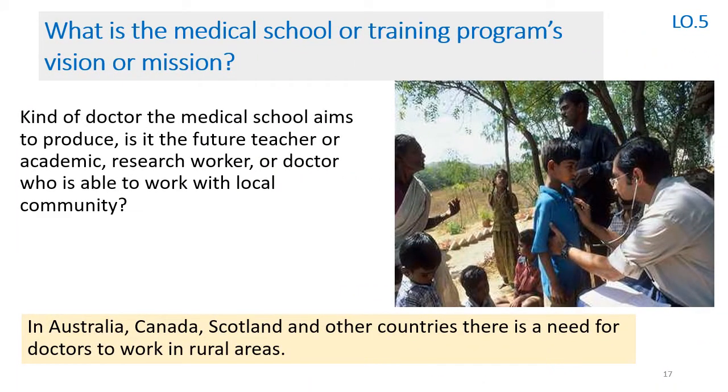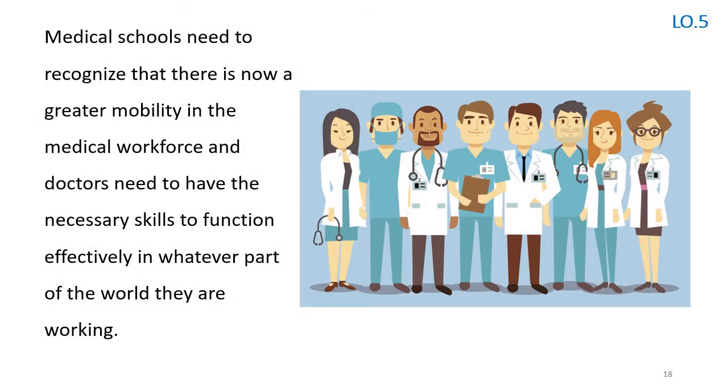What is the medical school or training program's vision or mission? What kind of doctor does the medical school aim to produce? Is it the future teacher, the academic research worker, or a doctor who is able to work with the local community? In Australia, Canada, Scotland, and other countries, there is a need for doctors to work in rural areas. Medical schools need to recognize that there is now a greater mobility in the medical workforce, and doctors need to have the necessary skills to function effectively in whatever part of the world they are working.